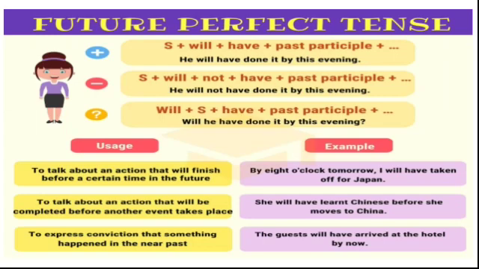To talk about an action that will be completed before another event takes place. Okay. So she will have learnt Chinese before she moves to China. So there are two actions, and an action that will be completed before another event takes place. We use this tense. Now we use future perfect tense to express conviction that something happened in the near past. Okay, the guest will have arrived at the hotel by now. So this is how we use future perfect tense.